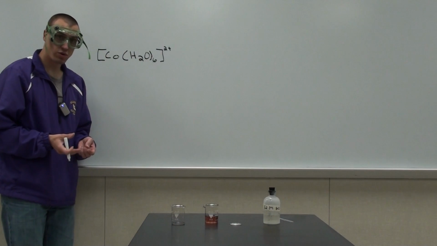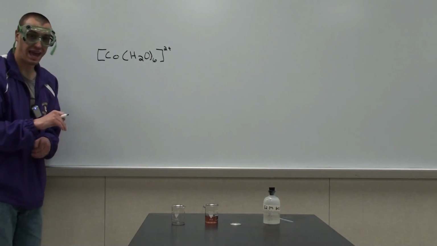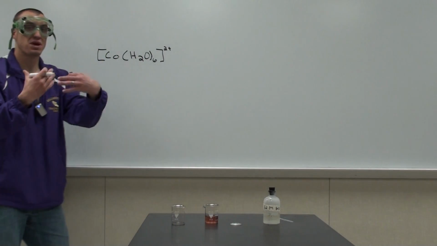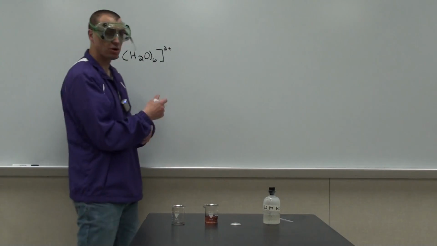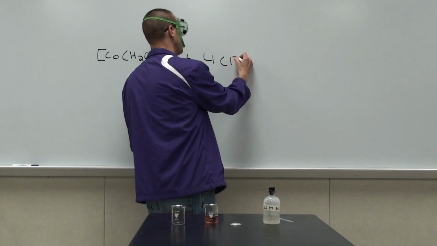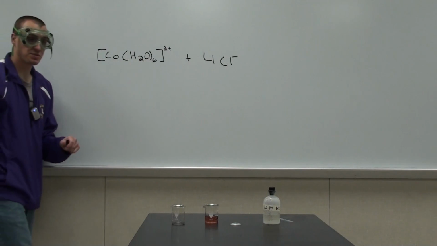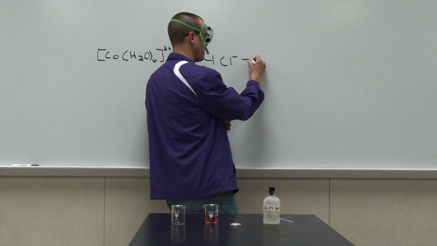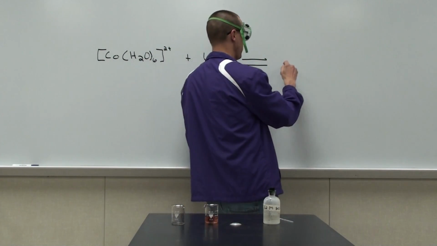What we're going to be doing first, I'm going to take a small amount of this complex, add it to a second cleaned out beaker, and then add some concentrated hydrochloric acid. For this equilibrium equation, we are interested in the chloride ions that are going to react with this particular complex. When this happens, we get an equilibrium equation, and it will look like this.